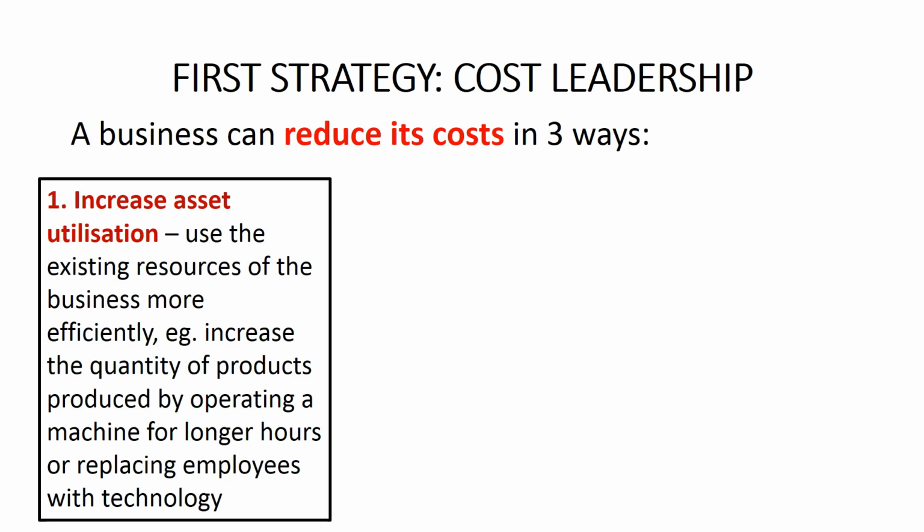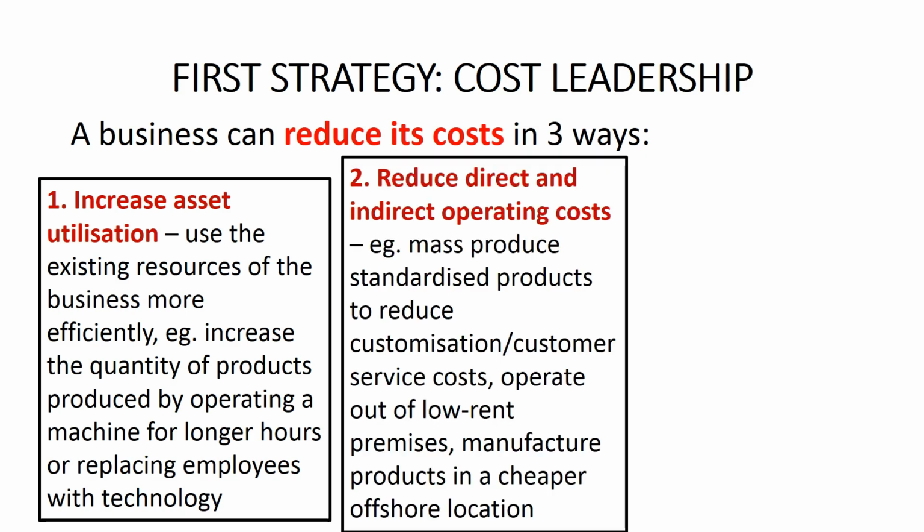The second way in which a business can reduce its costs is to reduce its direct and indirect operating costs. And a business can do that by mass producing standardized products. It is much cheaper to produce products that are all produced in the same form rather than being customized to a particular customer. That's because you can typically produce these kinds of products with technology.